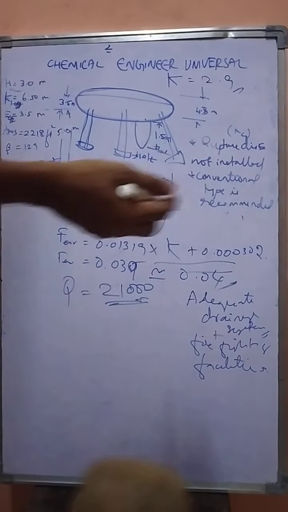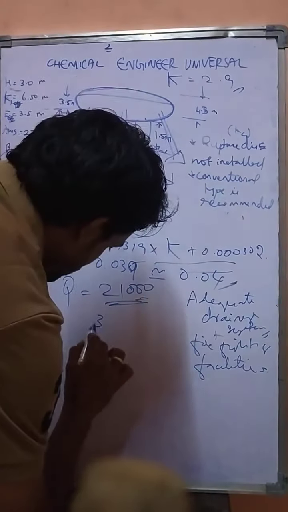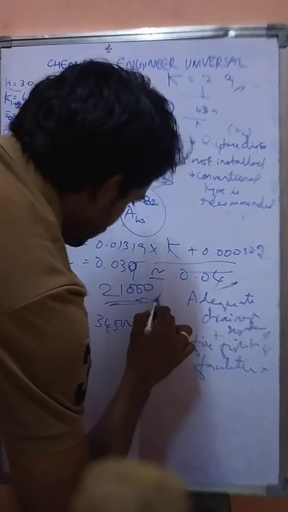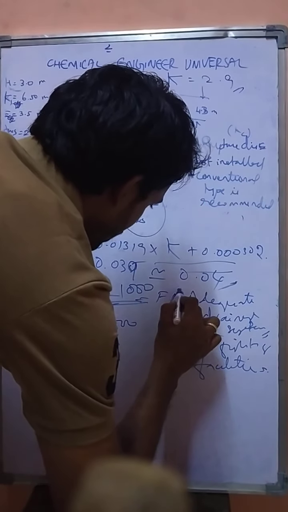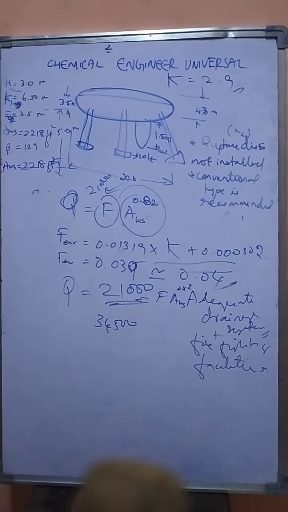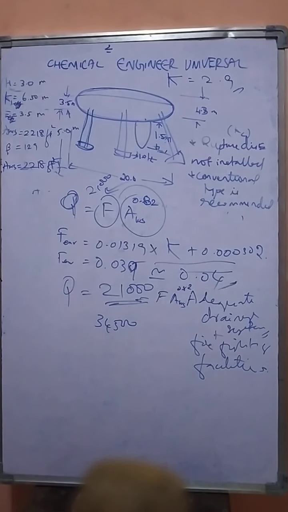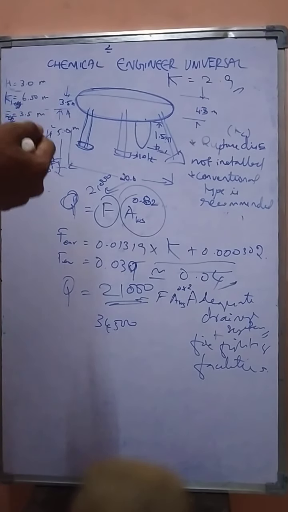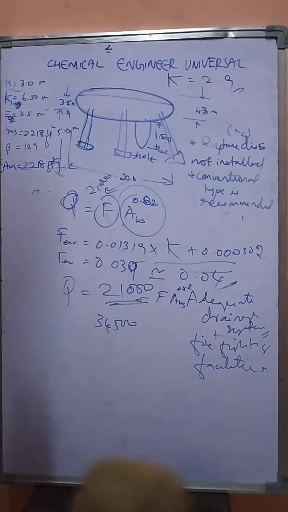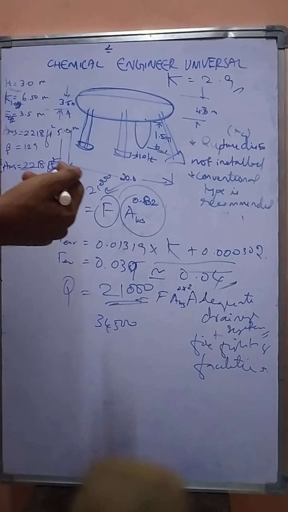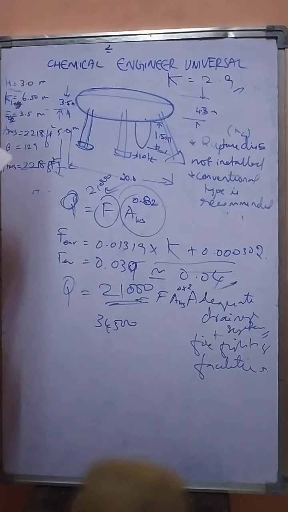If you don't have that, what will be the constant? The constant will change to 34,500 into F A power 0.82. By using this formula, you can calculate this vapor load. All the factors we have to consider before calculating the area of the PSV or size of the PSV. Everything will be selected based on the process conditions or site parameters, as per the API standards that are given.